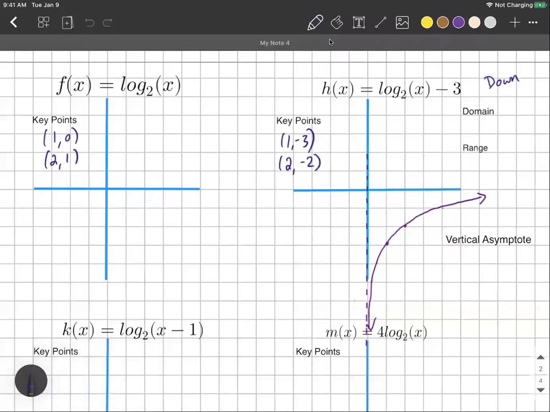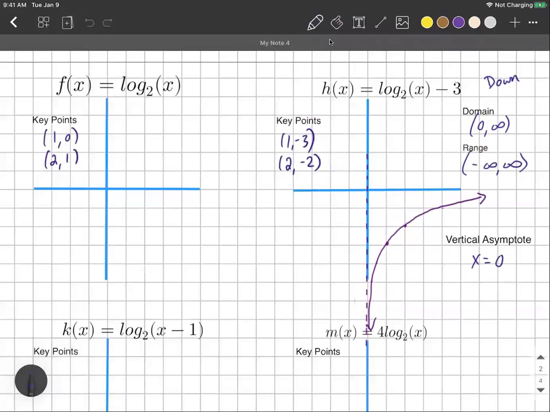Now the domain is going to go from 0 to infinity, but we don't actually get quite to 0. And then the range is going to be all real numbers, so from negative to positive infinity. Now the vertical asymptote was at the y-axis. It hasn't actually moved left or right, so it's still at the y-axis. So we say that's at x equals 0.